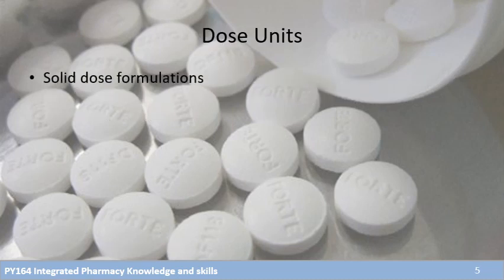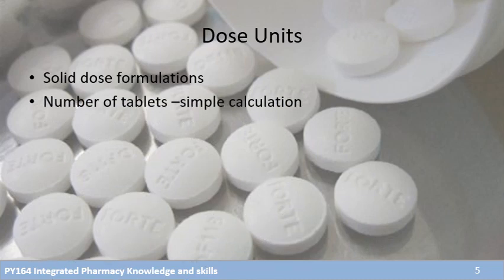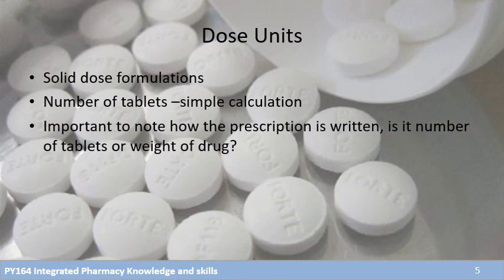We talk a little bit about dose units now. So by a dose unit, we mean a solid dose formulation, either a tablet or a capsule. And usually calculations based around dose units are quite straightforward. It's a number of tablets. So let's say you were taking 4 tablets, 1 tablet 4 times a day for 7 days. Then it's simply 7 times 4, which gives you 28 tablets. So quite straightforward.